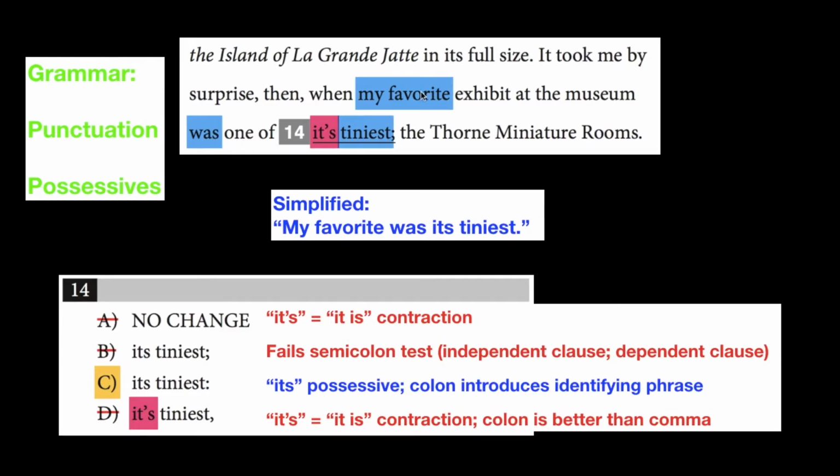One of my favorite was it is tiniest. No, that's why you've got to get rid of it. That's one thing. And then also you can eliminate D for the same reason. It is a contraction. But then on top of that, you've got this ending punctuation that you have to think about.